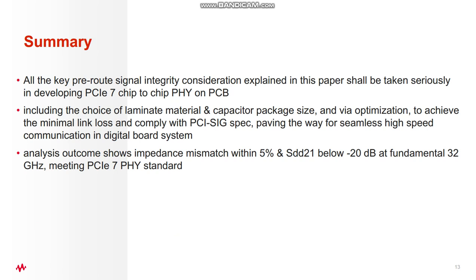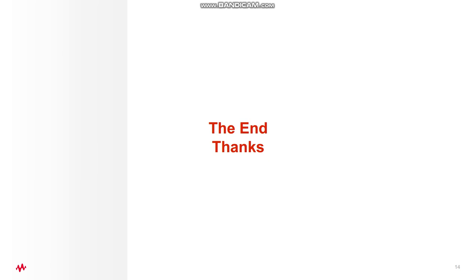In summary, all the key pre-route signal integrity considerations explained in this paper shall be taken seriously to develop PCIe 7 chip-to-chip PHY on PCB, including the choice of laminate material and capacitor package size and via optimization to achieve the minimal link loss and comply with the PCI SIG spec, paving the way for the seamless high-speed communication in digital board system. Analysis outcome shows impedance mismatch within 5% and insertion loss below 20 dB at fundamental 32 GHz, meeting the PCIe 7 PHY standard. That's all for my presentation.